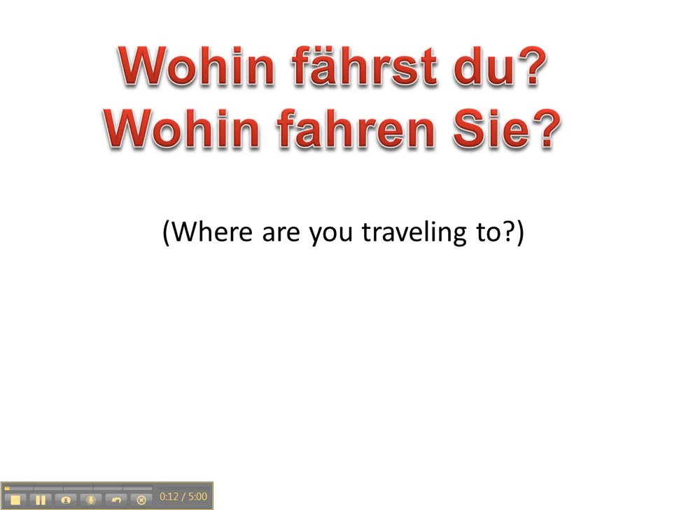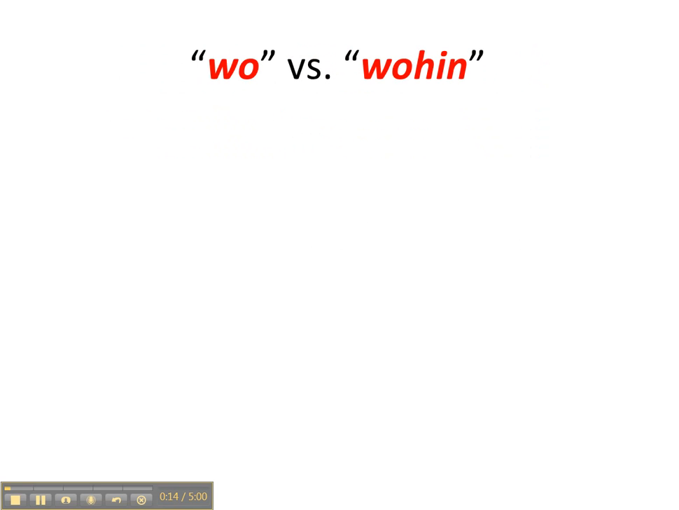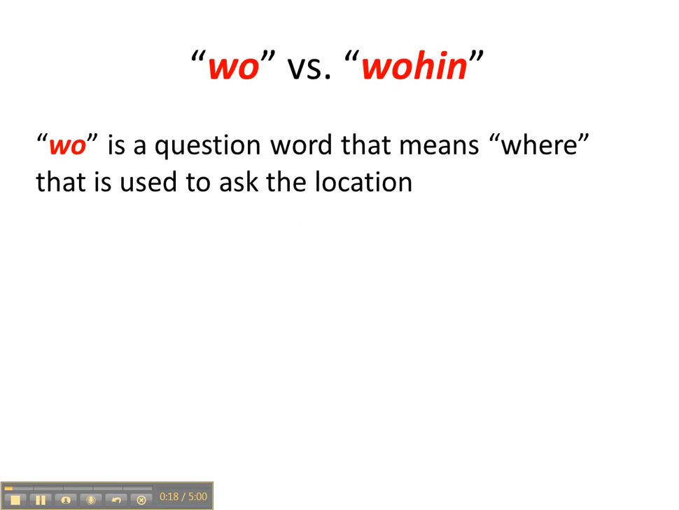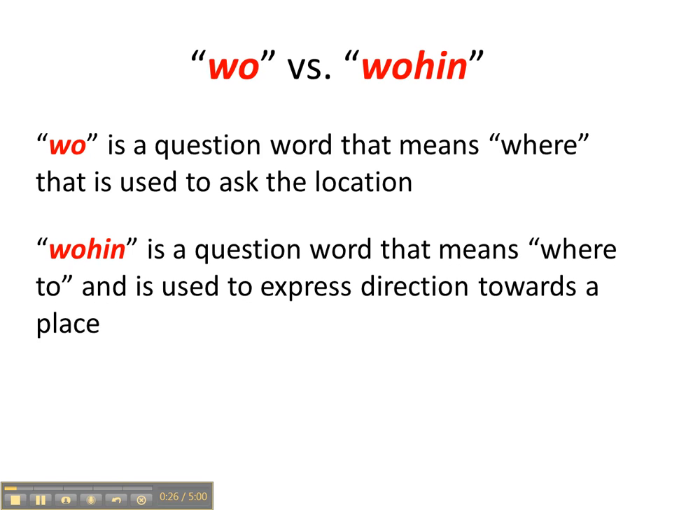So we're going to talk a little bit about wo versus wohin to start with. Wo is a question word in German that means where. So it's used normally to ask where something is located at. Wohin is a question word that means where to. So it's used to express direction toward a place.